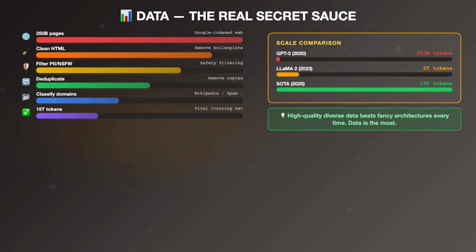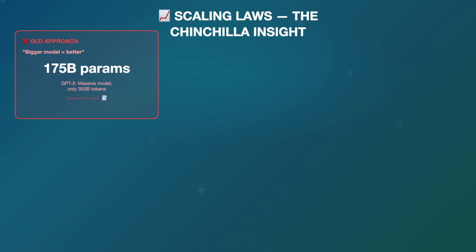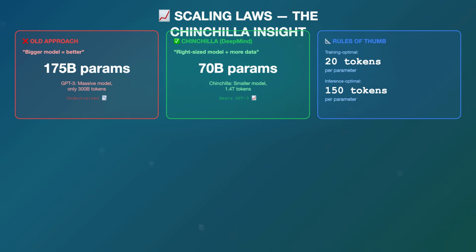Modern state of the art models train on up to 15 trillion tokens. GPT-3 used just 300 billion. The lecture's key insight: high quality, diverse data beats fancy architectures every single time. Data is the moat. How do you decide bigger model or more data? Scaling laws answer this. Performance improves log linearly with compute, data, and parameters.